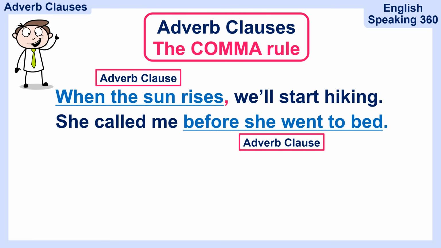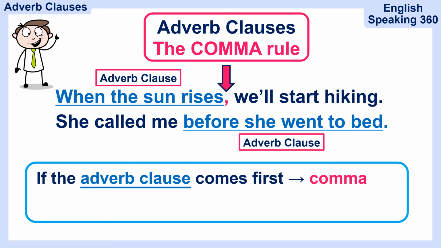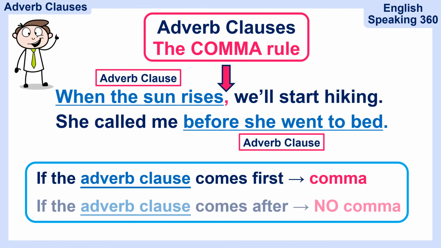Now, do you notice anything here? The first sentence has a comma, but the second sentence does not. Why is that? There is actually a rule. We say, if the adverb clause comes first, you need a comma. However, if the adverb clause comes after, there is no comma. And that rule applies to most sentences that contain adverb clauses.